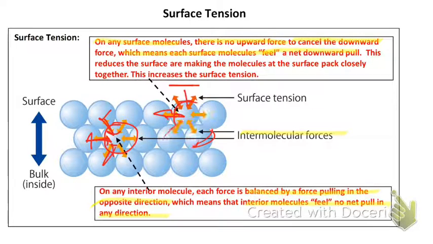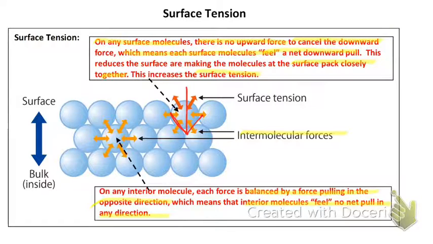Okay, so let me erase all of this. So essentially what we mean then is that there's going to be a net downward force going in this direction. All right, and that net downward force is going to create very tightly packed molecules at the surface. These molecules are going to be tightly held together, or packed very closely together. And this tight packing of the molecules at the surface creates what is known as surface tension. The more tightly packed the molecules are, the greater the surface tension.